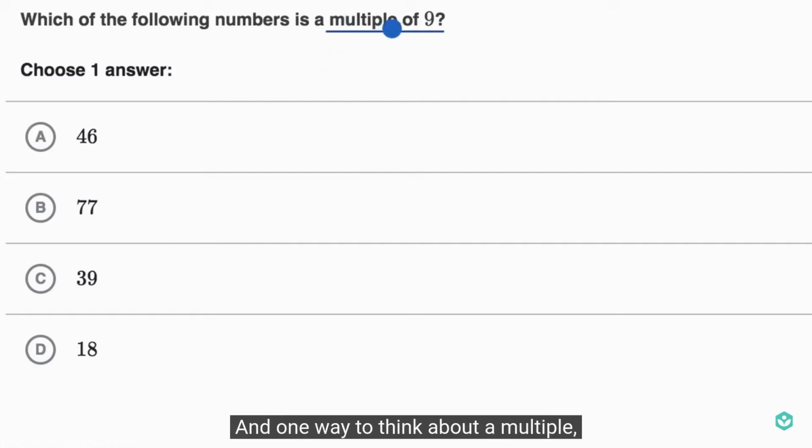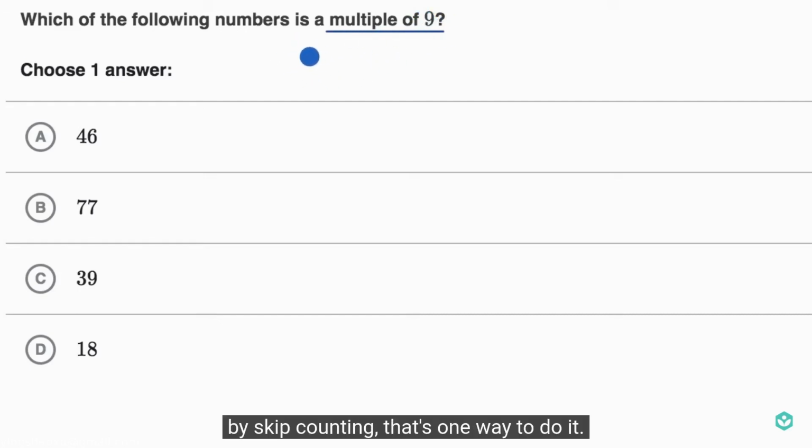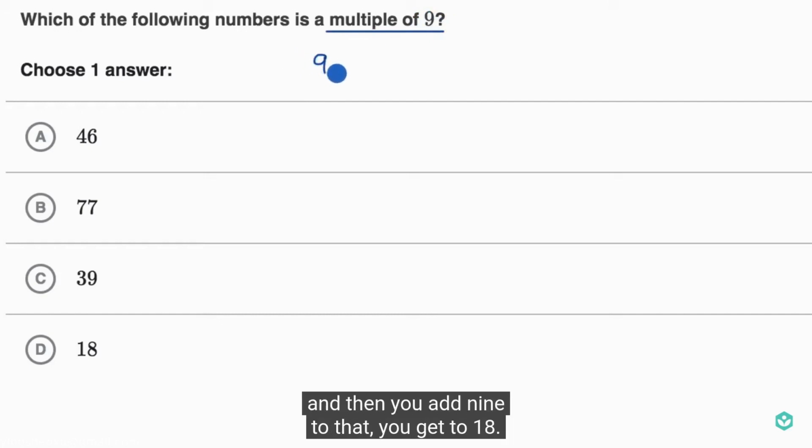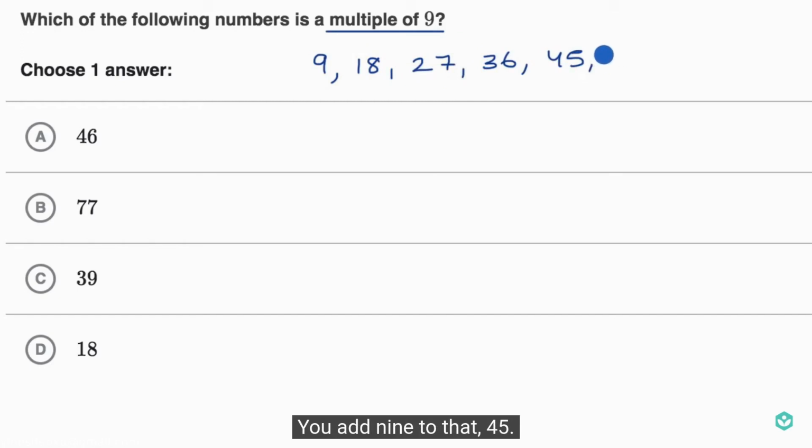One way to think about a multiple is a number that you can get to by multiplying the number, in this case 9, by a whole number. So we could figure out the multiples of 9 by skip counting. That's one way to do it. So you could go from 9, and then you add 9 to that, you get to 18. You add 9 to that, you go to 27. You add 9 to that, you are going to get to 36. You add 9 to that, 45. Add 9 to that, 54. Add 9 to that, 63. Add 9 to that, you get 72. Add 9 to that, you get to 81. And we could keep going.